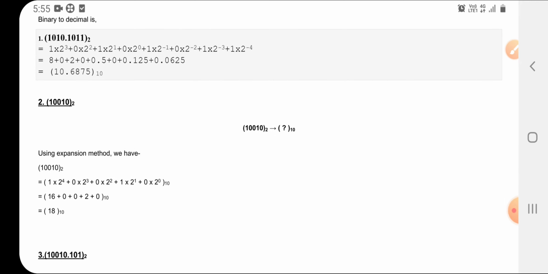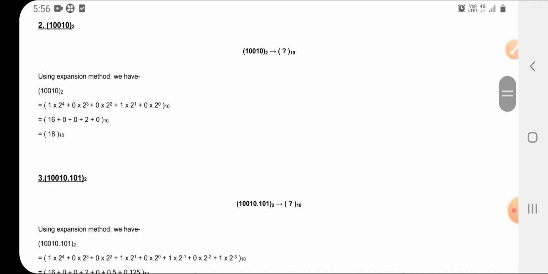So now you see the first example. The first example is without the fractional part, so you will write as it is. From left to right, you will write the positional values 2 power 0, 2 power 1, 2 power 2, 2 power 3, and you write the value. Okay. 16 plus 0 plus 0 plus 2 plus 0. When you add, you will get 18.